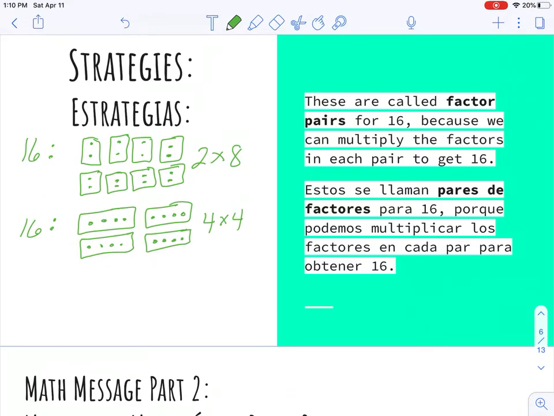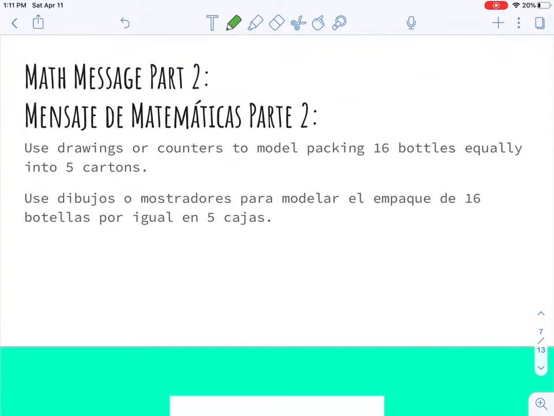So these are the only ways that I can have cartons with an equal number in each carton and no leftovers. So 2, 4, and 8. These are factors of 16 because I can multiply by 2, 4, and 8 to get 16. 2 times 8 is 16, so 2 and 8 are factors of 16. 4 times 4 is 16, so 4 is a factor of 16.